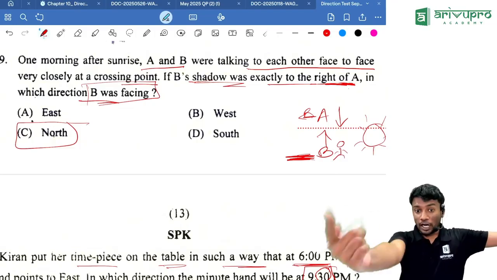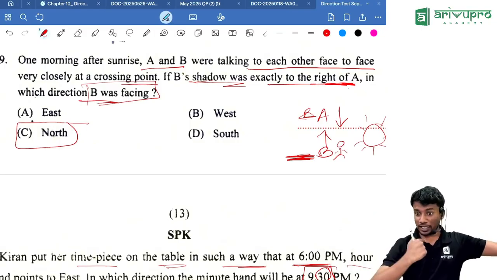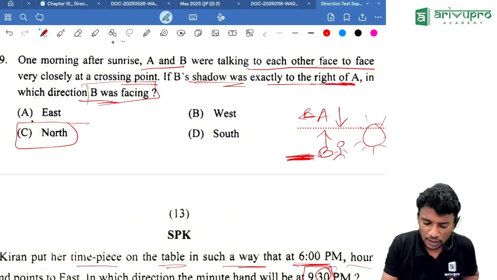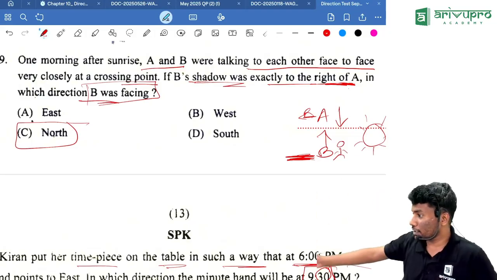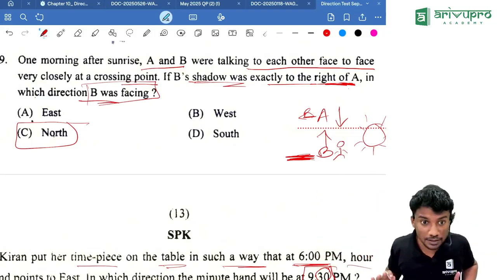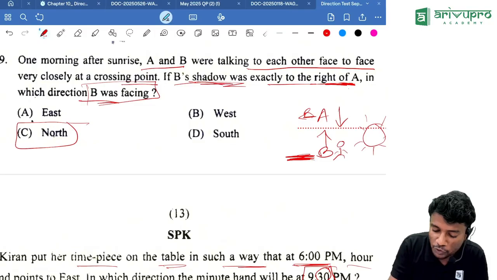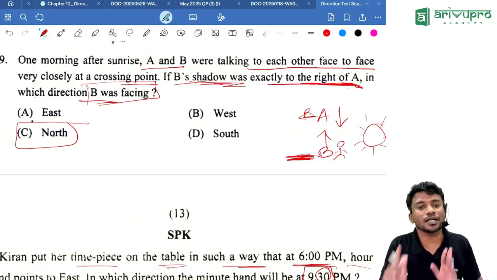Then, one more person is looking at me. Who is that person? A. He is looking towards which direction? South direction. And we are going to check. For that person, my shadow will be to the right hand side, right? Yes. To the right hand side, not my right hand side, but his right hand side. So, that assumption is correct. B's shadow was exactly to the right of A. The assumption is correct.